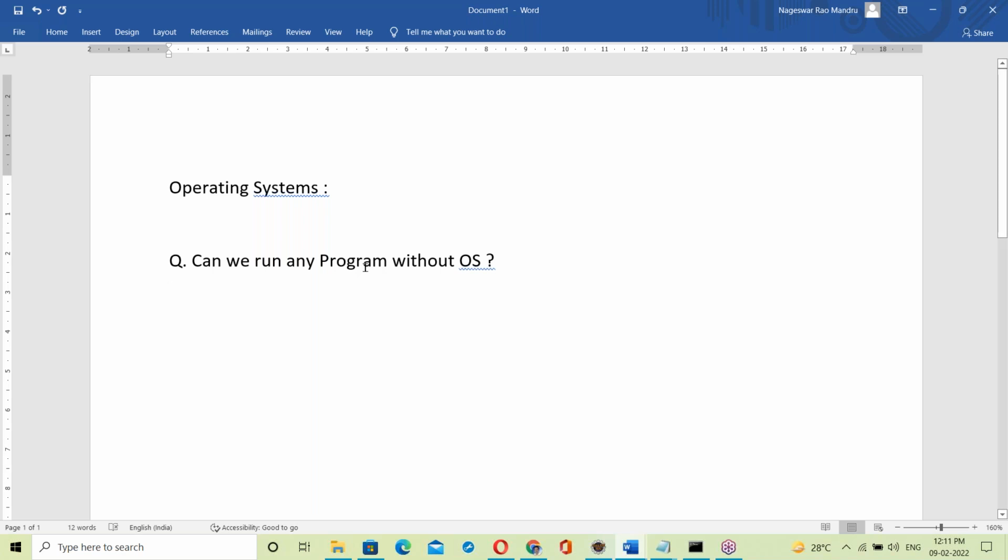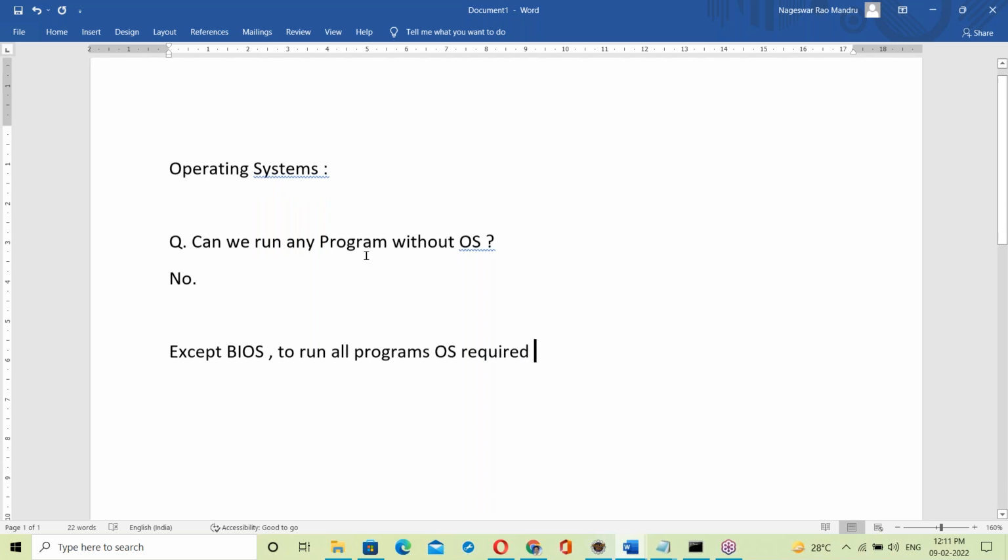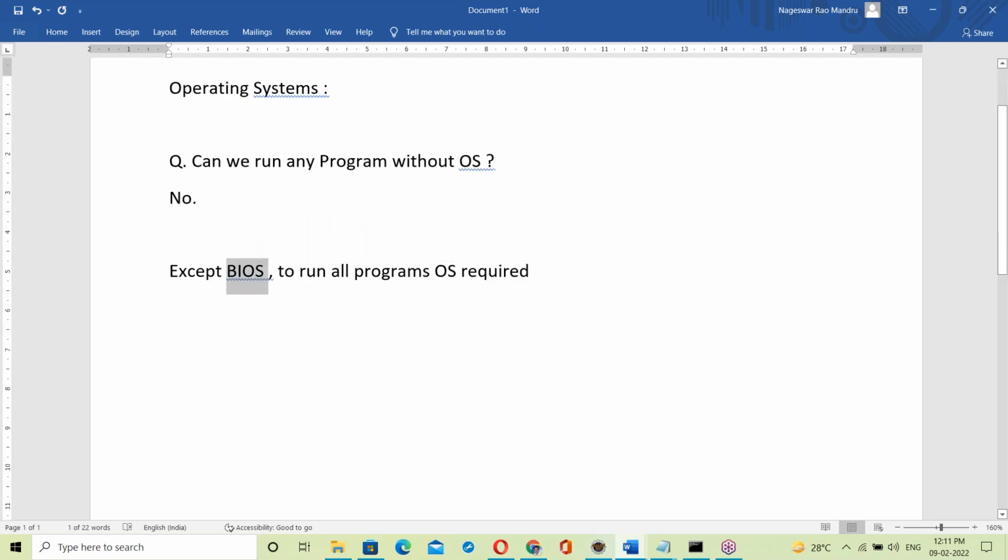The answer is no. Without OS, you cannot run any program here. Except BIOS. BIOS is not a software program. To run all programs, we need OS, except BIOS.